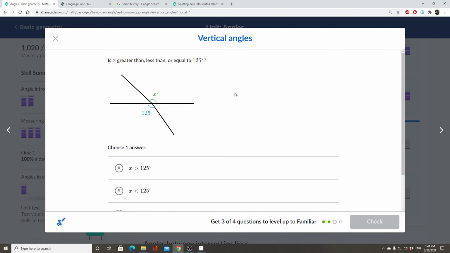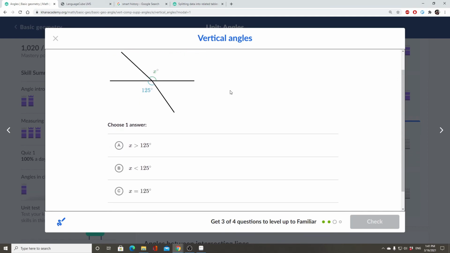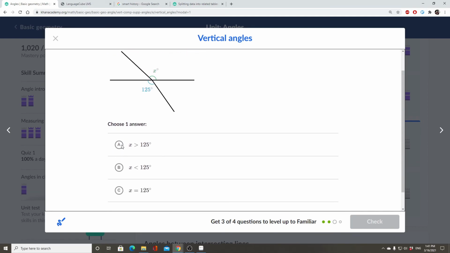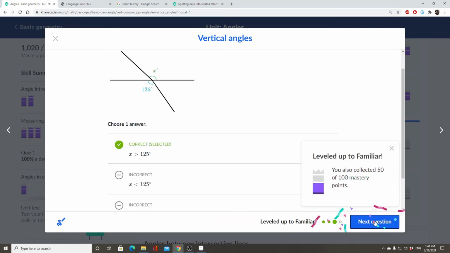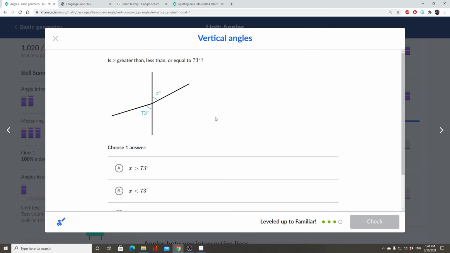Okay. So this is a bit trickier. Is x greater than, less than, or equal to 125? It looks like it's greater than. x is greater than 125. Very important to know if you want to do coding. Greater than and less than signs.